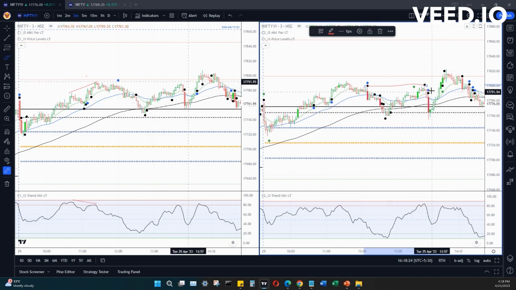Now the price is giving us confirmation that this is a strong support zone, looking at the volume, looking at how the price is reacting when it comes back to this level, and looking at the price trend. Now this is a zone where I would plan to take a trade.